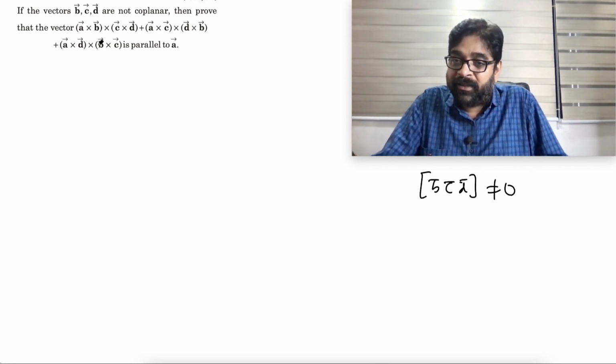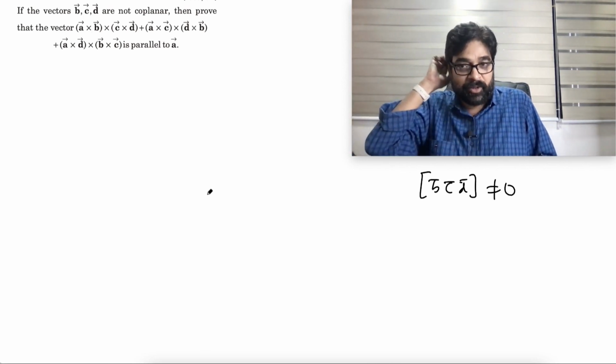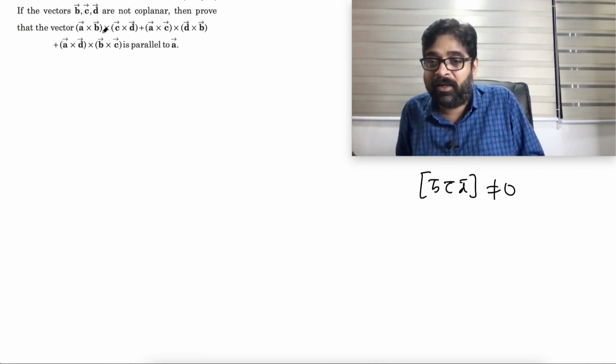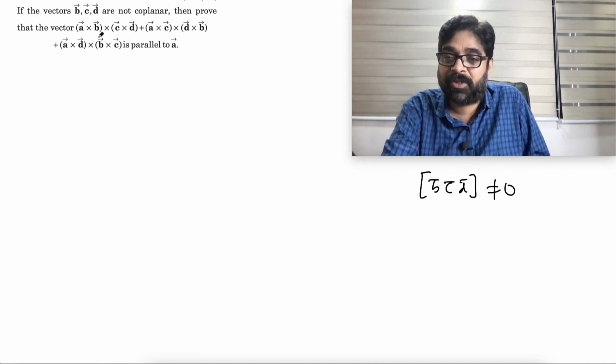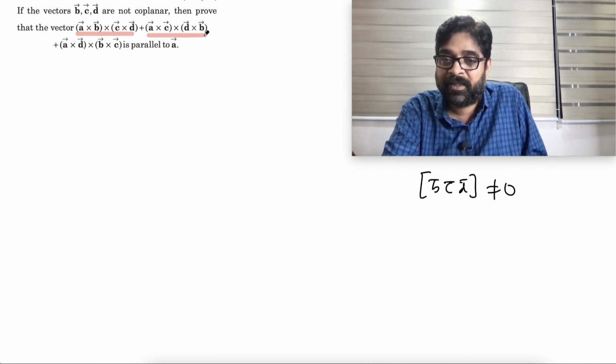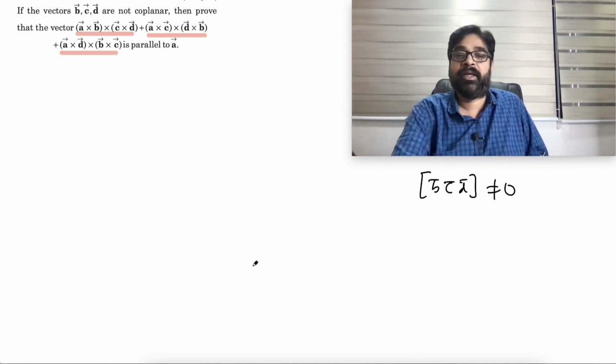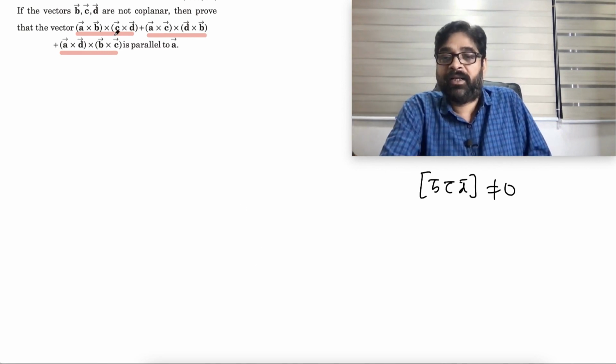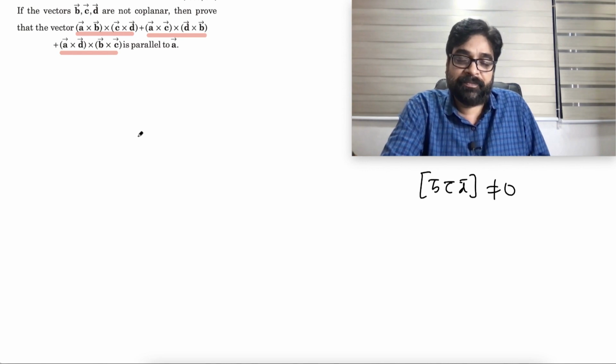Then prove that this is parallel to A. Okay, so first we'll expand one. See, there are 3 terms. Carefully watch. First term, second term, and third term. Can you see? This vector is the addition of 3 vectors.